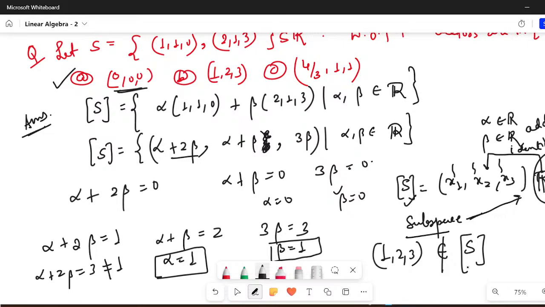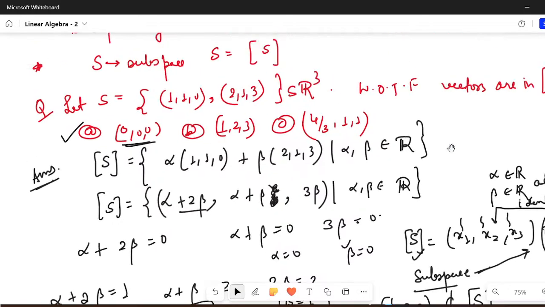So the answer is no. Because if it had to contain (1, 2, 3), then beta should be equal to 1, alpha should be equal to 1, and alpha plus 2 beta should also be equal to 1, which indeed is not getting satisfied. So all these equations are not getting simultaneously satisfied, which implies that (1, 2, 3) is not contained in the linear span of S. Is that clear? I hope it is clear.